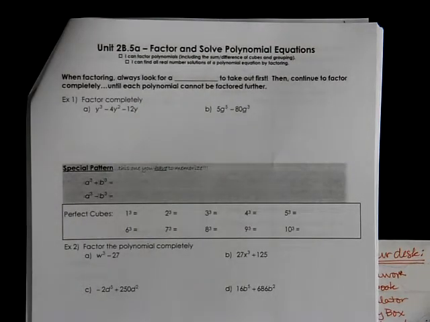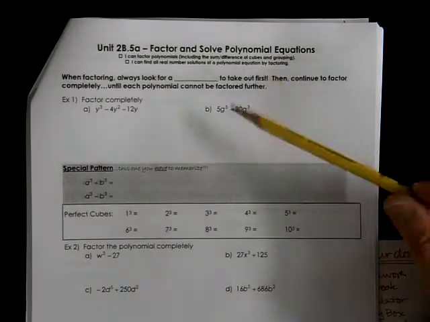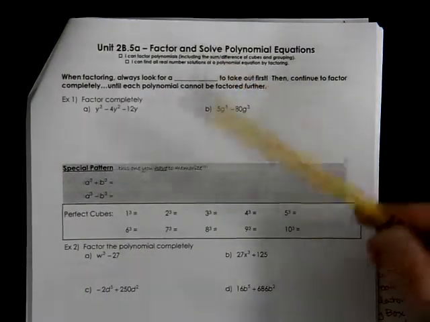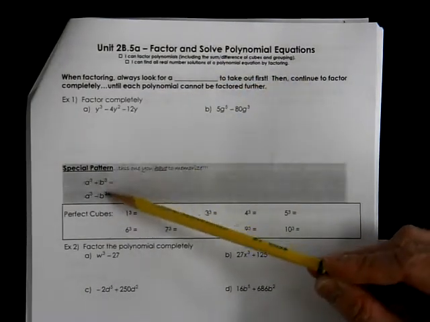This is Algebra 2 and Trig, 2b.5a. We're going to be factoring the sum and the difference of two cubes.